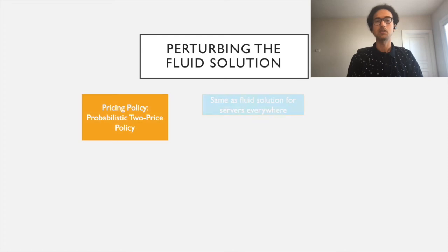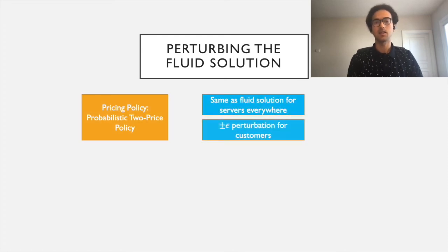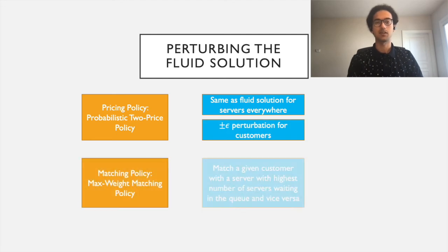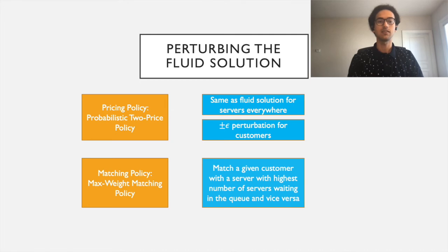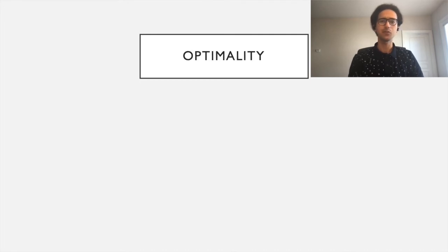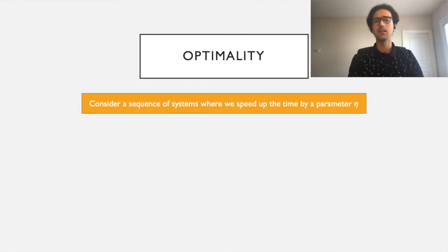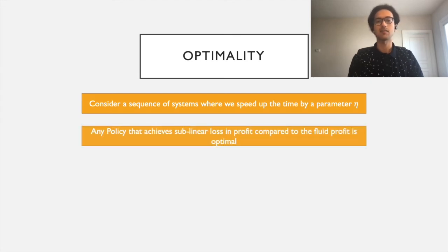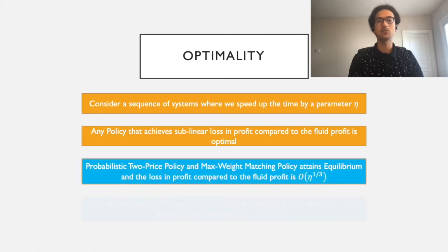We propose a perturbed probabilistic two price policy by perturbing the customer arrival rates and a max weight matching policy that matches a customer to a compatible server with the highest queue length and vice versa. To show optimality of the proposed policies, we consider a large market regime in which the customer and server arrival rates are sped up by the parameter eta. And we show that our proposed policy only loses an order of eta to the power one third in profit compared to the upper bound provided by the probabilistic fluid model.